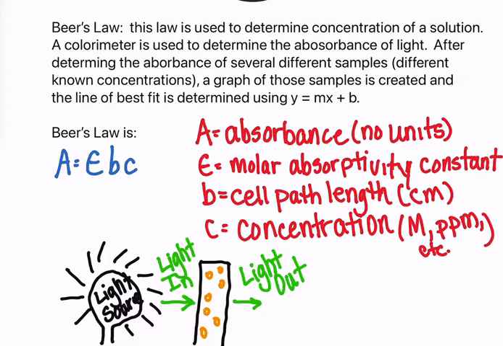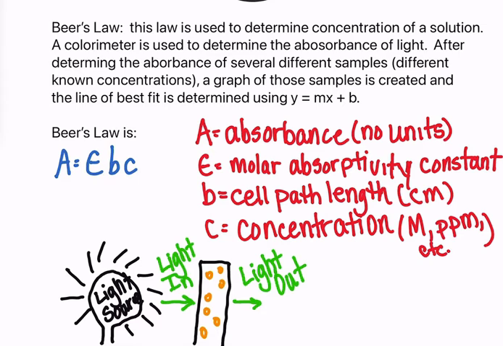Now, with colorimetry, we often use Beer's law. And Beer's law is what is used to determine the concentration of a solution. A colorimeter is used to determine the absorbance of light. Your phone is going to act as your colorimeter. And what we're going to do is determine, based on your phone, the absorbance of several different samples that you've made. You're going to take the stock solution and dilute it down and make multiple samples. And then we're going to run the multiple samples.